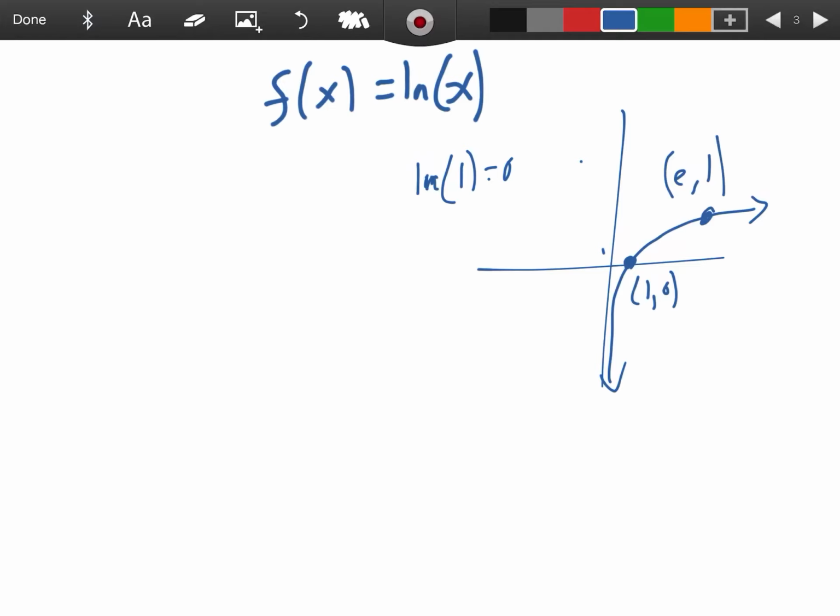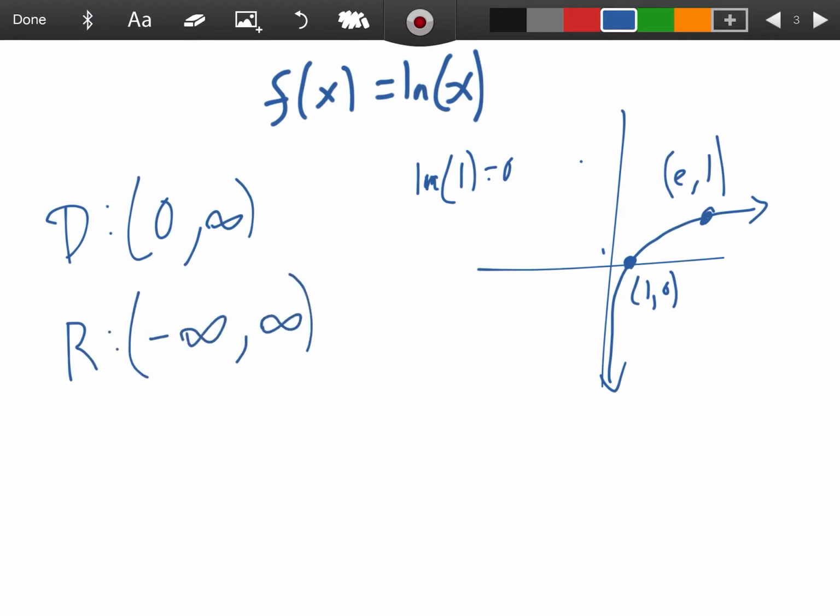So it was taking a little bit longer to increase. Excuse me, this is a horizontal shrink, not a vertical shrink. All right, so again, we can still see that the domain of this function is still 0 to infinity. Our range is still negative infinity to infinity. We are increasing along its entire domain, so we're increasing along the domain 0 to infinity.